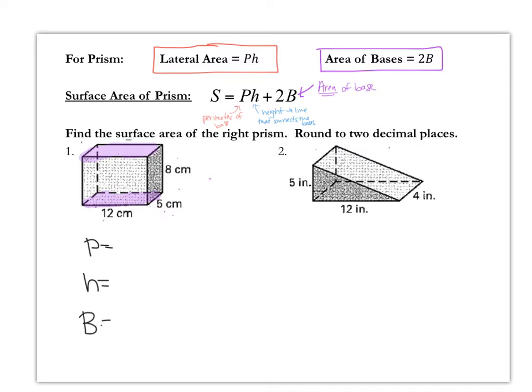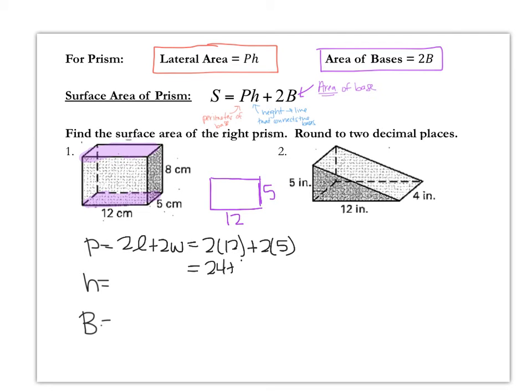And I'm actually going to draw that shape outside of the prism, as we're looking at this rectangle. And I know this side is 12 and this side is 5. So the perimeter of that rectangle, to find the perimeter, we have to do 2 times the length plus 2 times the width, which is going to be 2 times 12 plus 2 times 5. That is 24 plus 10, so the perimeter is 34.